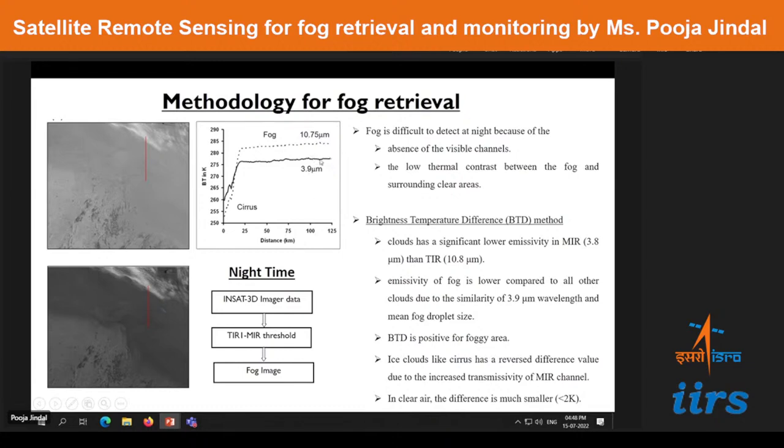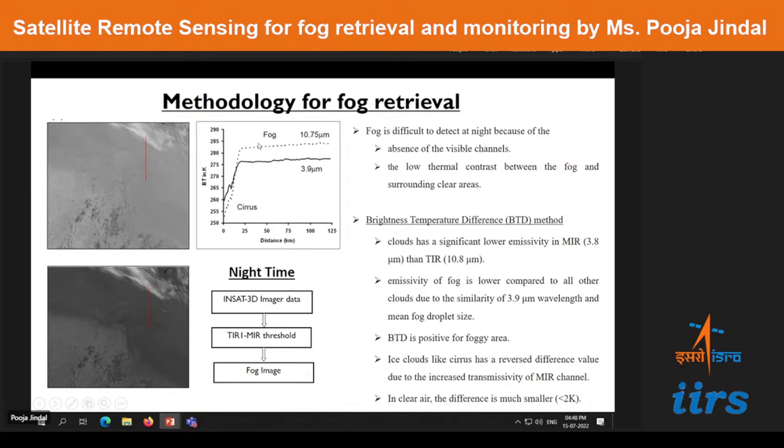And in case of fog, this positive difference is also high. It is usually more than 2 Kelvin. For example, in this case, if you see, this is around 7 Kelvin. However, if you consider the case of thin fog, thick fog, and all, the threshold usually used in the operational system is around 2 Kelvin.